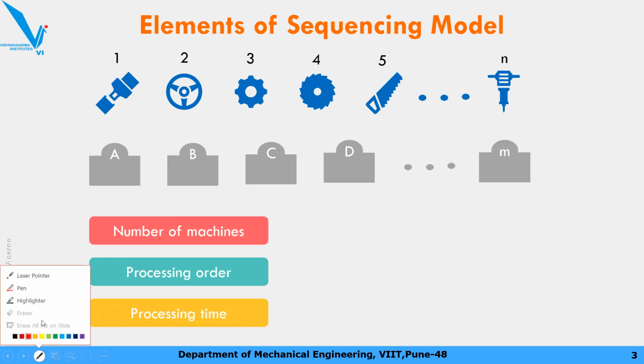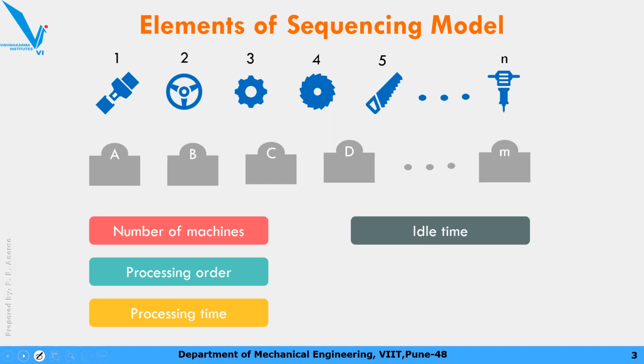Next one is the processing time. It is assumed that the operator or the manager who is working on the sequencing model is already aware of the processing time. How much time each operation will take is already known to him, and you cannot minimize or change the processing time.